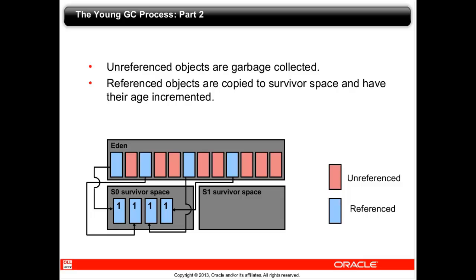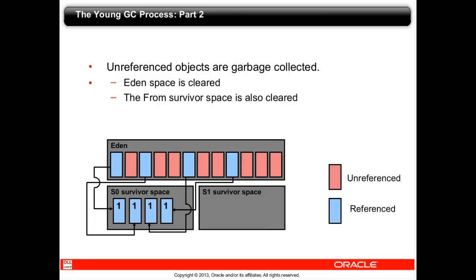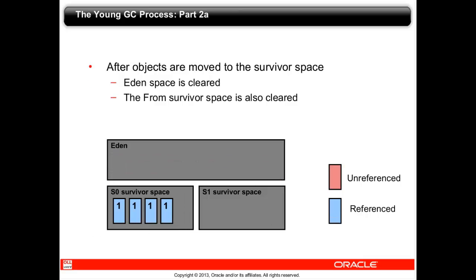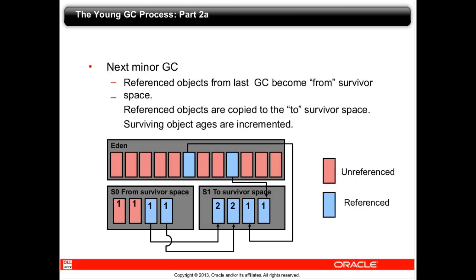And then if we look at the next slide, we'll see that I call this part 2A, because after you do your garbage collection and have copied stuff over, the Eden space is cleared and the other survivor space is cleared. In this case, we didn't have anything on it. But we'll see as we move through the aging process that we will actually be flip-flopping between the two survivor spaces. So let's go on to the next step.